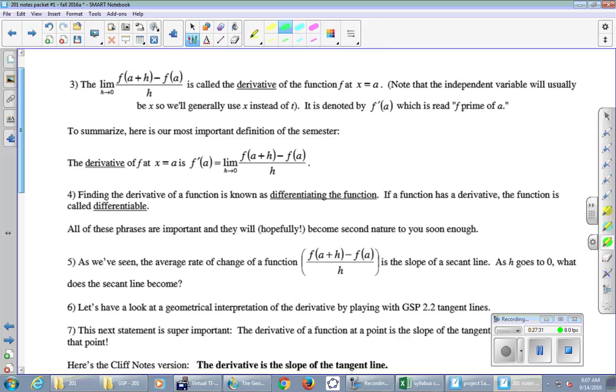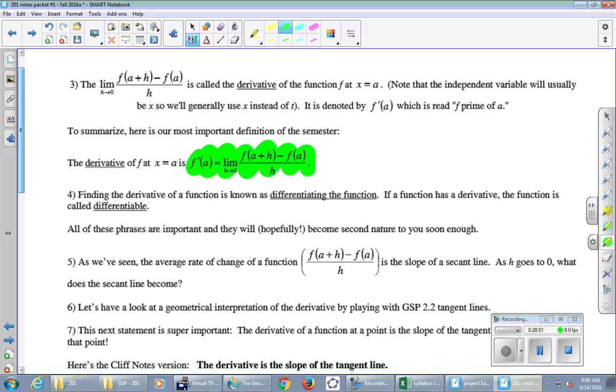Here's real important notation. It is denoted by f with a little apostrophe of a, and that's read f prime of a. So you see that little apostrophe, you're just going to change it to the word prime. So the derivative of f at x equals a is given by this whole crazy thing. The right-hand side of the equals we saw on the previous page. The left-hand side is just our brand new notation, and we're going to use it over and over this semester. F prime of a.